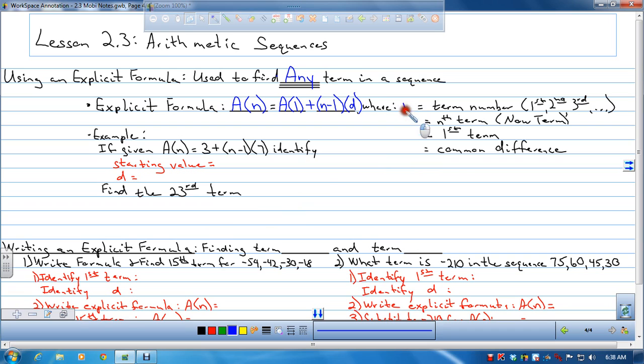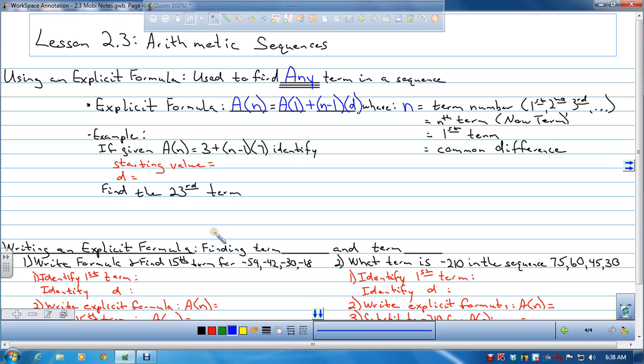So again, n is going to be our term number. That's the first, second, third, fourth, fifth, whatever term you want. Remember that that is the place within the sequence. It has nothing to do with the value that's in that place. It just has to do with its position. Is it in the first position? Is it in the fifth position? Where is that term?